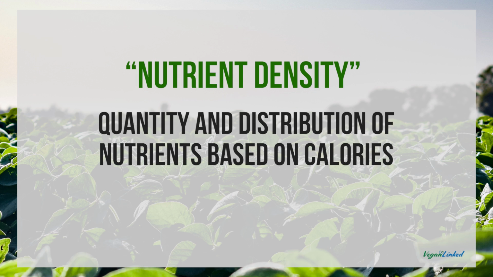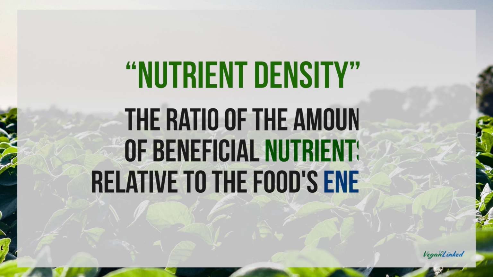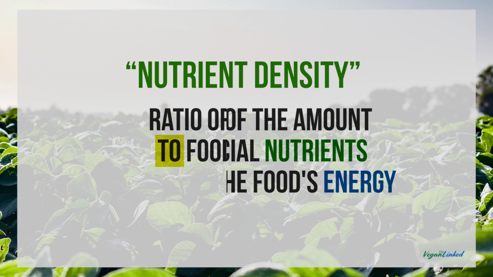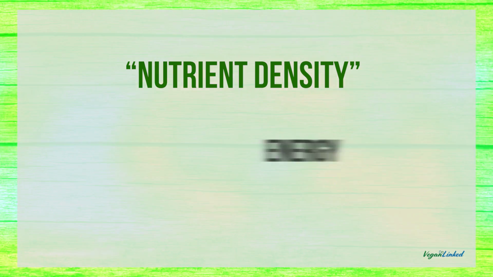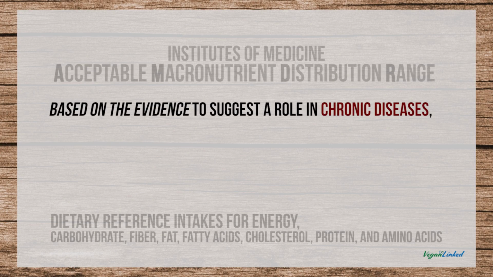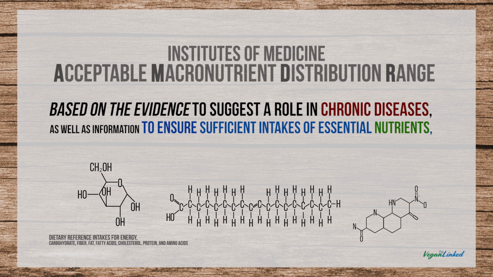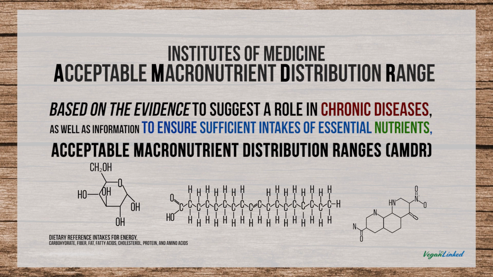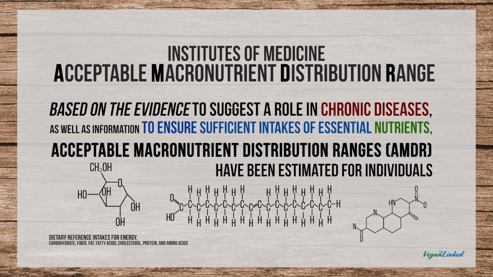Nutrient density is basically the quantity and distribution of nutrients based on calories. Like the FDA states, it's the ratio of the amount of beneficial nutrients relative to the food's energy. Based on the evidence to suggest a role in chronic diseases, as well as information to ensure sufficient intakes of essential nutrients, acceptable macronutrient distribution ranges have been estimated for individuals.